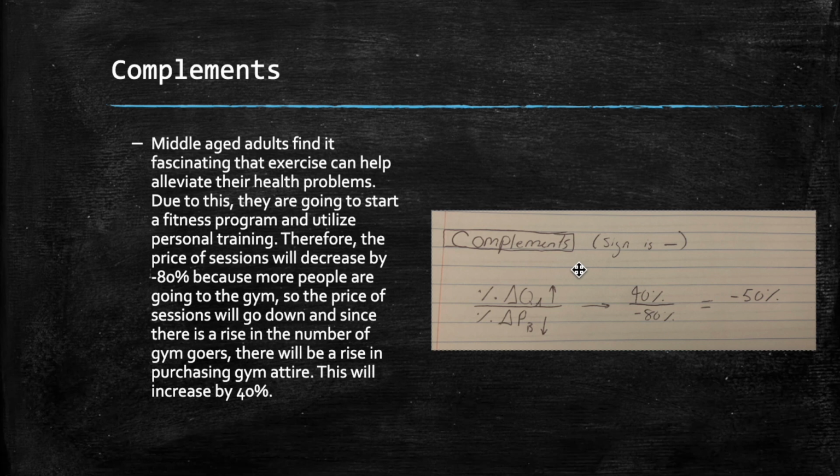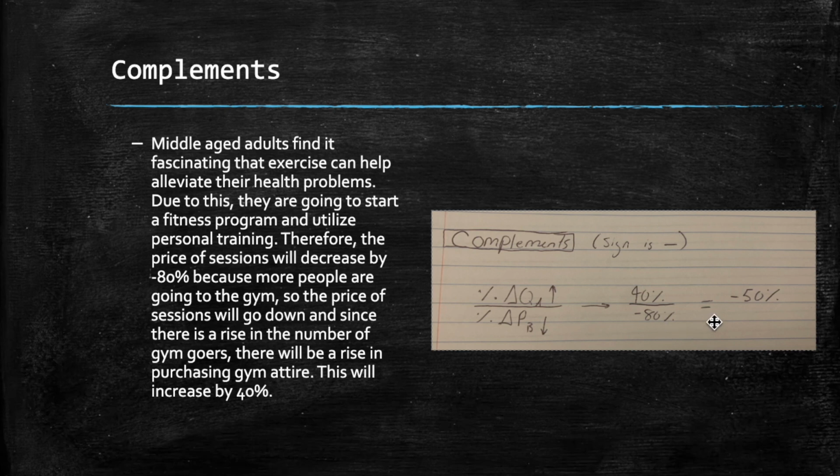So again, still using that cross price elasticity, but this time we're changing up the direction of the arrows a little bit. So we have the percentage change in quantity A over percentage change in the price of B. And the quantity is going to increase while the price is going to decrease. So if we just plug and chug based on our scenario, 40% is going to be the top number because that's referring to the quantity of the gym goers purchasing the gym attire. And then we have the price on the bottom because since more people are going to the gym, the price is going to go down, and that's going to be -80%.